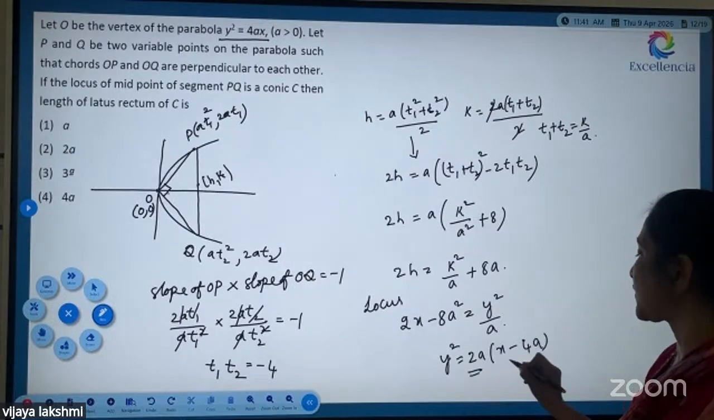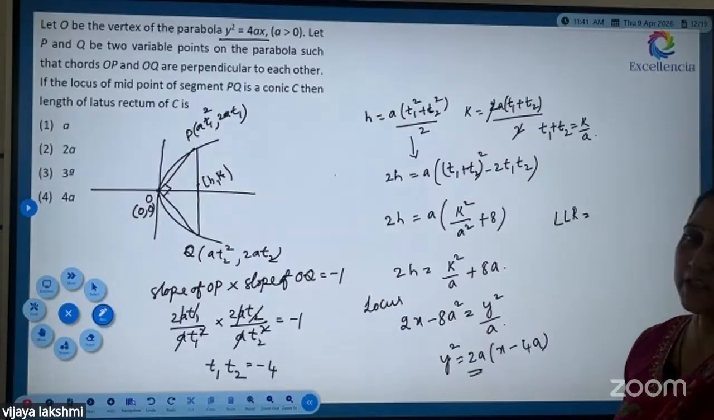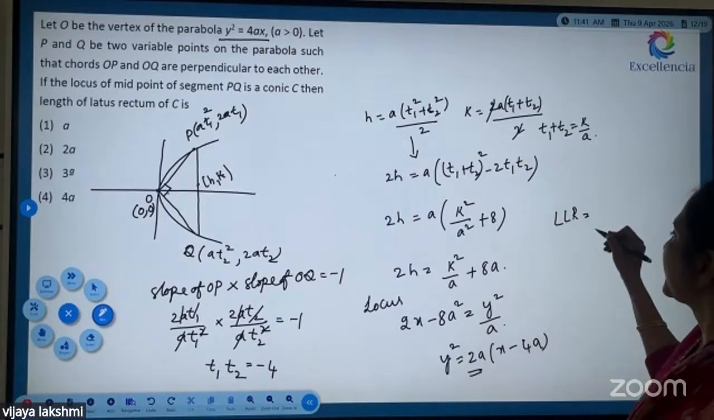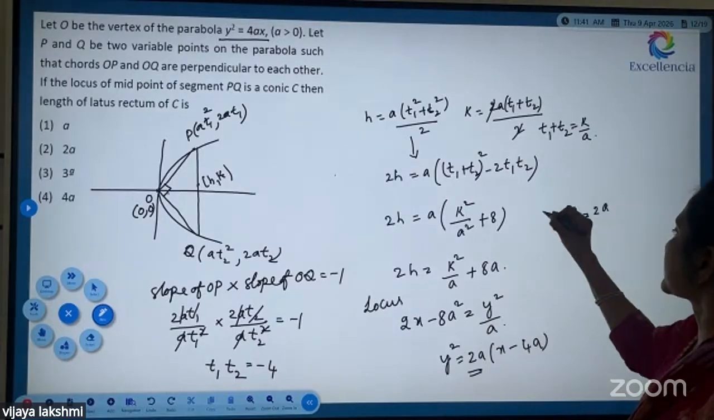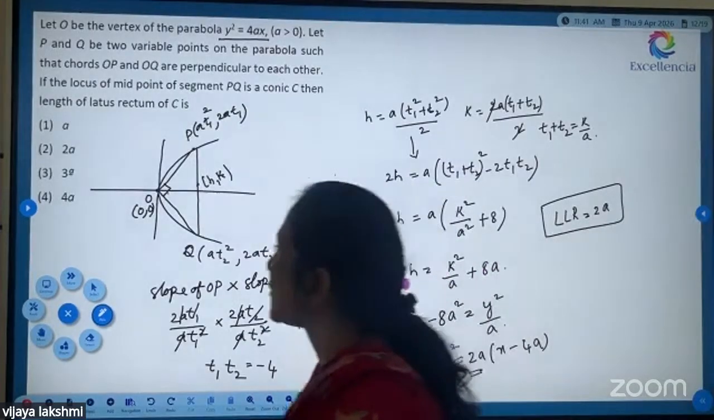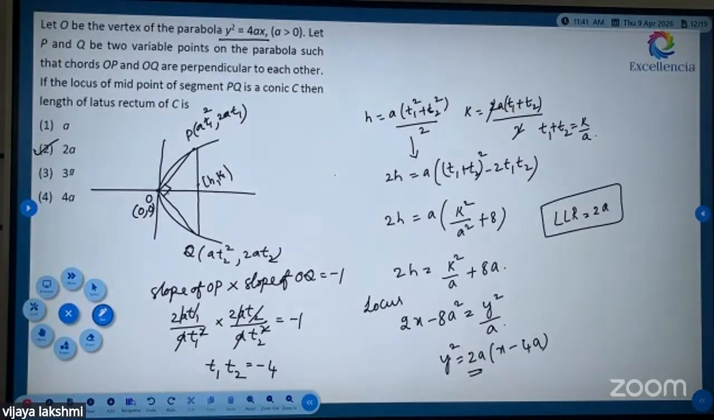What is the length of the latus rectum? The formula: the length of the latus rectum is nothing but 4a. Compare with the general form. It is 2. The latus rectum is 2. You know what the option is? Second option. Okay, the second option is the answer.